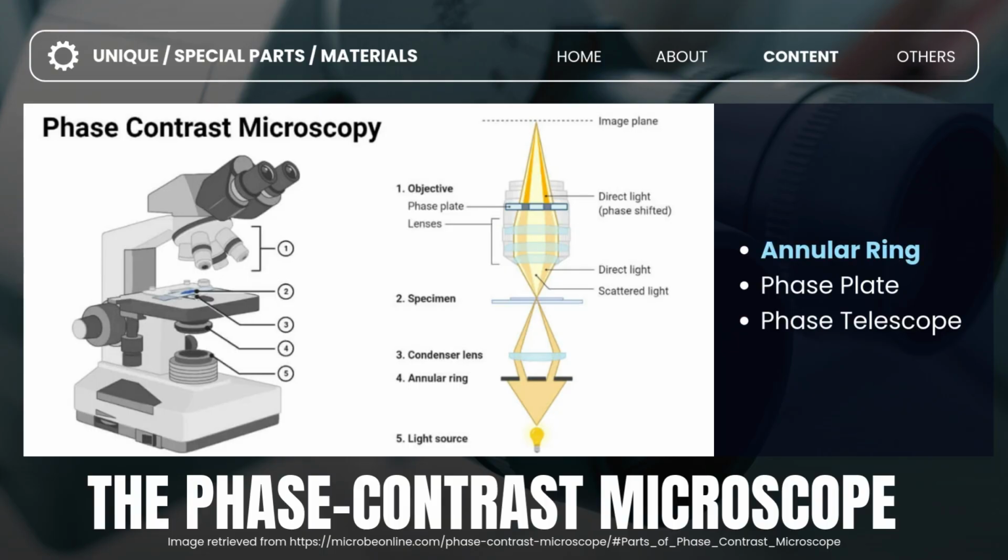The annular ring shapes the light, the phase plate modifies the phase of that light, and the phase telescope ensures that everything is properly aligned. In the next sections, we'll look closely at each of these parts one by one to understand how they function and why they are essential for phase contrast microscopy.